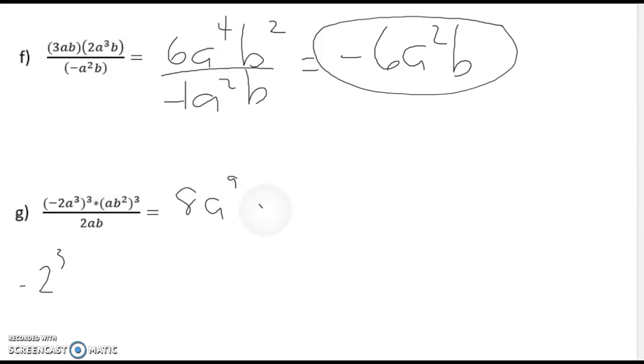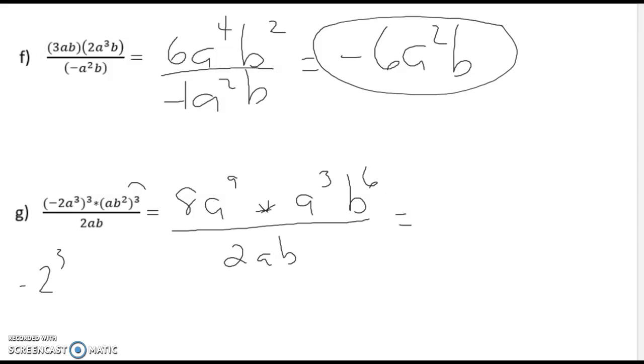And then we are going to multiply it by A to the 1 times 3, so 1 times 3 is 3, so it's A to the 3. And then B to the 2 times 3 is 6, so B to the 6. Then we still have to divide it by 2AB.